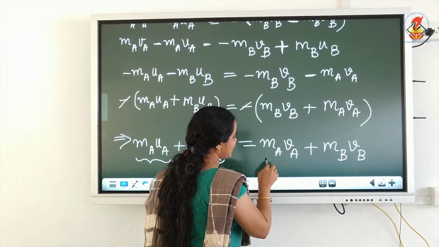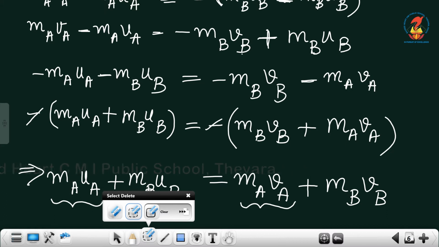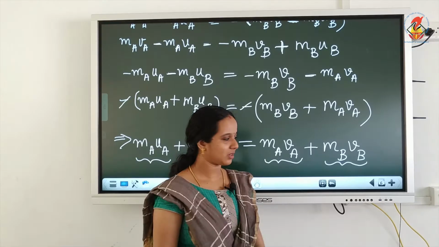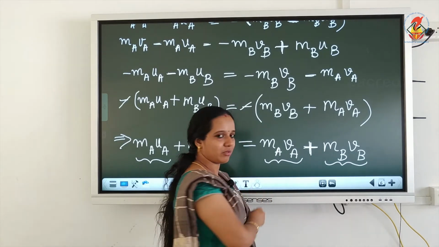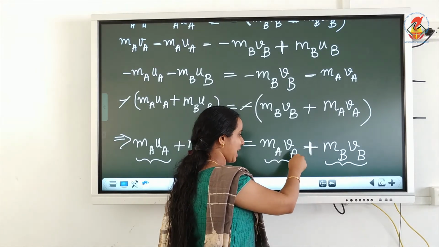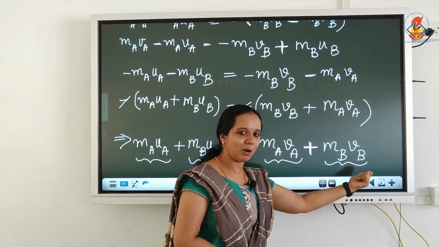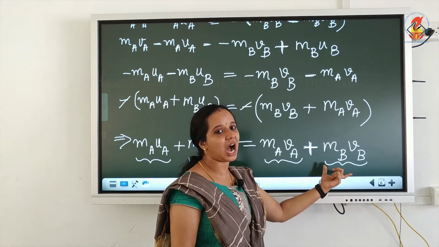Now, coming to the right hand side part, MAVA is the momentum of ball A after collision, and this MBVB is the momentum of ball B after collision. So the right hand side depicts the sum of momentums of ball A and ball B after collision. That is the total momentum of ball A and ball B after collision. That is the RHS part.